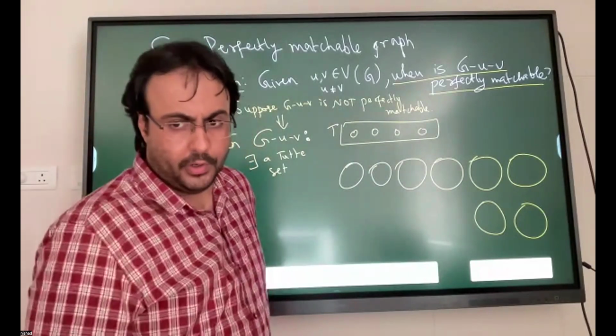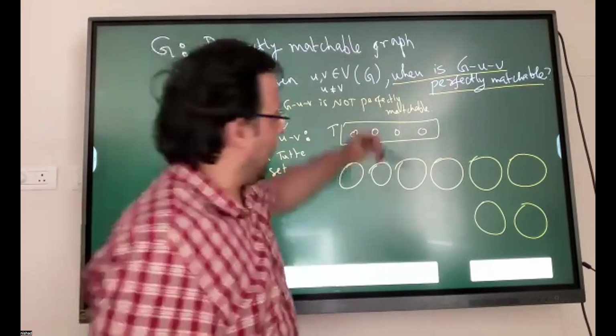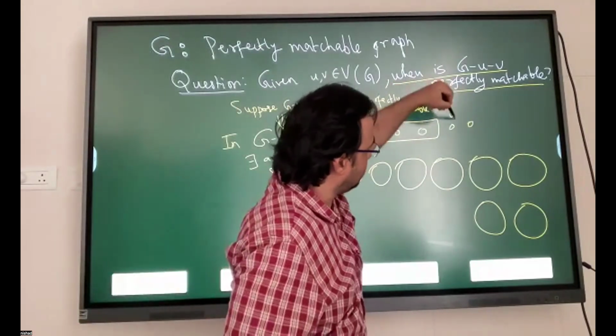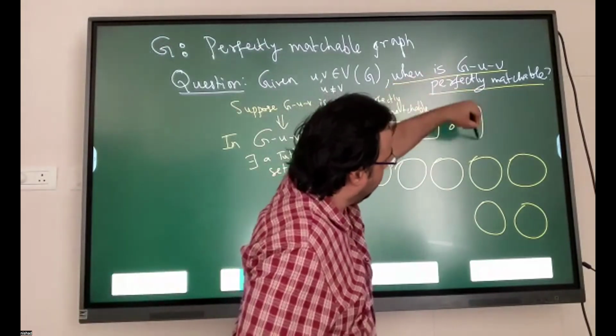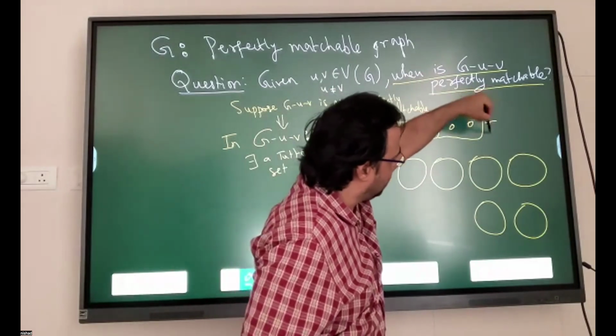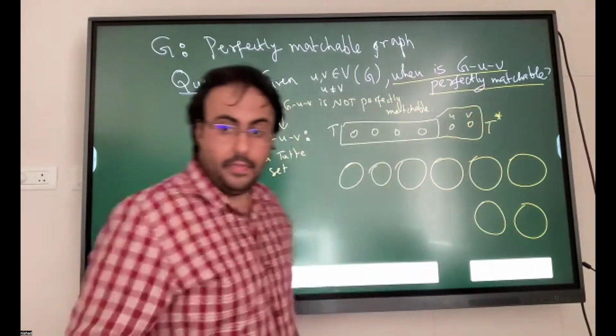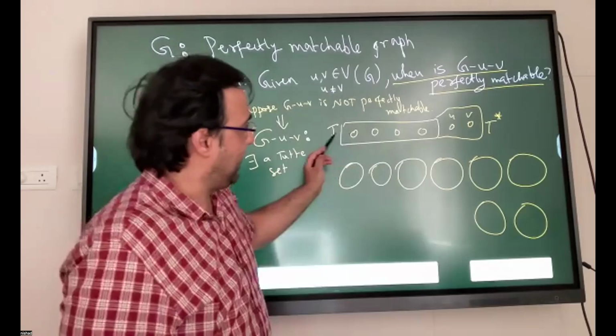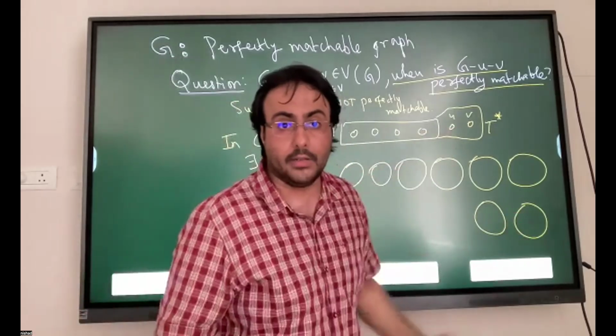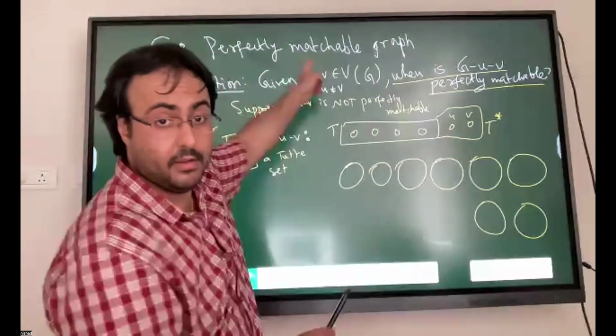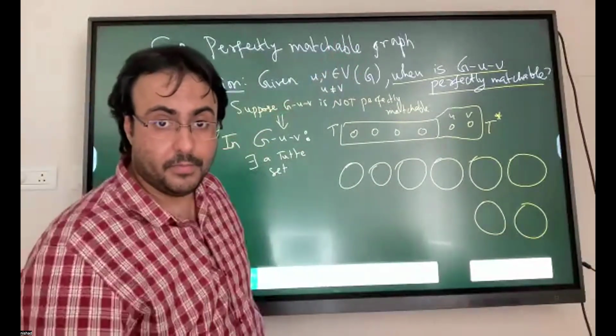If you have 8 odd components, go back to the original graph. Put U and V back here and add it to the set T. You get another set T star. Now observe that in the original graph, I delete 6 vertices, I get 8 odd components. So the original graph has no perfect matching. But that is a contradiction, right?